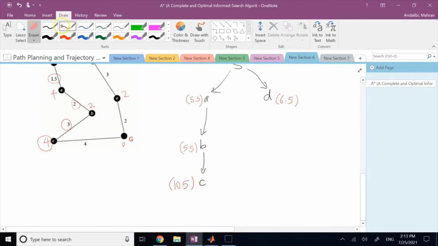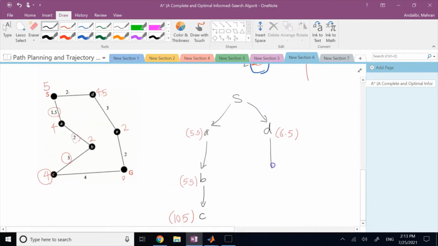I'm going to go back and expand D. Say, well, that's 6.5. Now this is the current node. From D, I can go to E. What's the cost going to E?